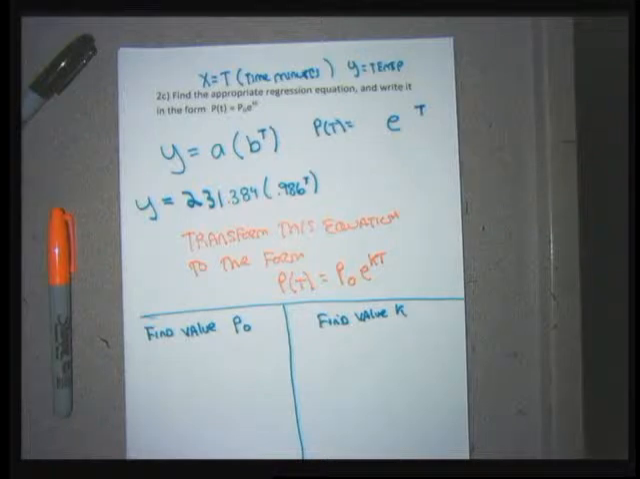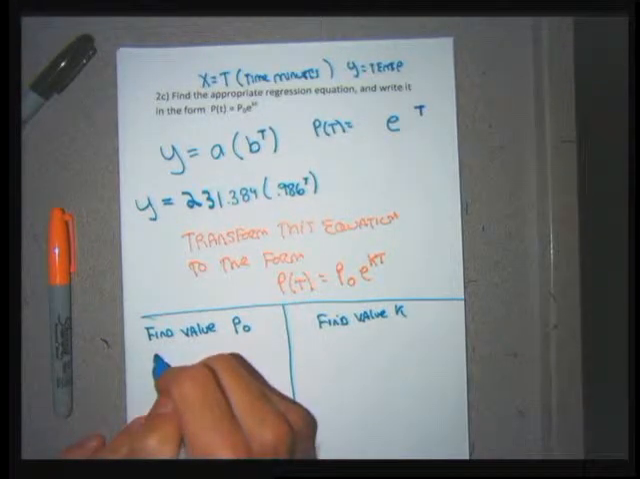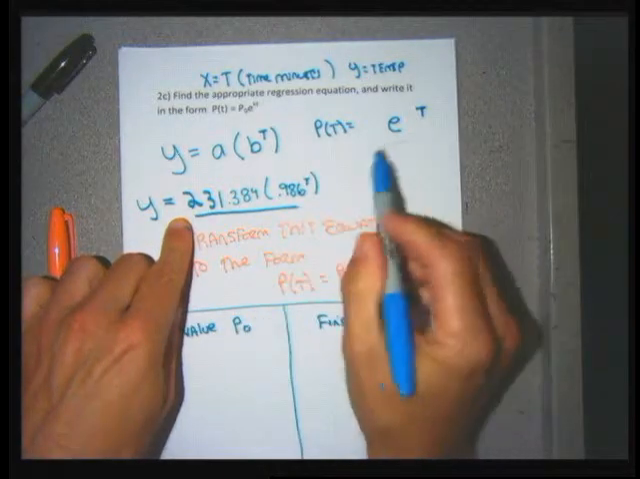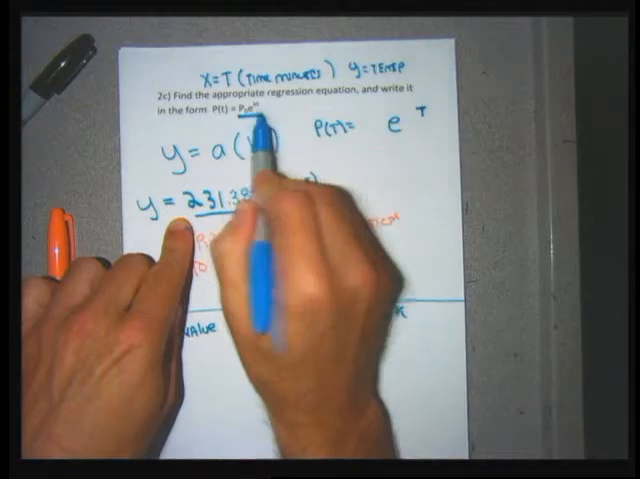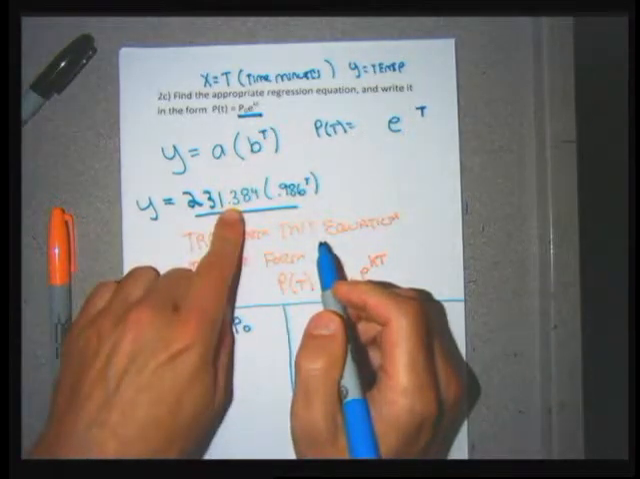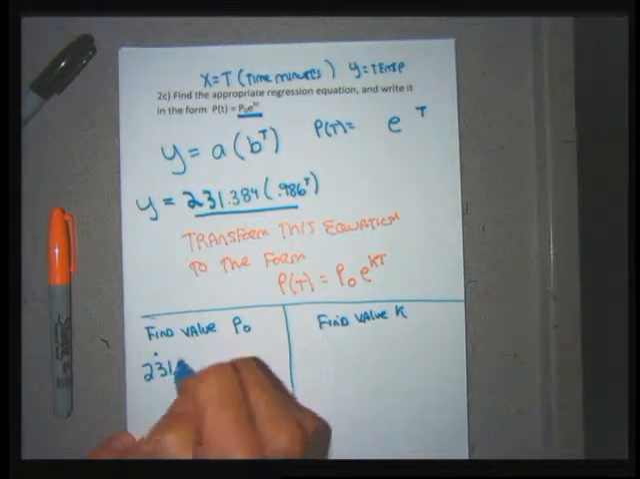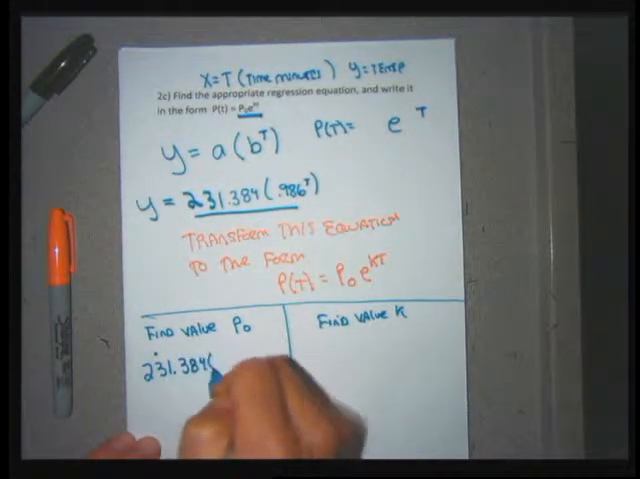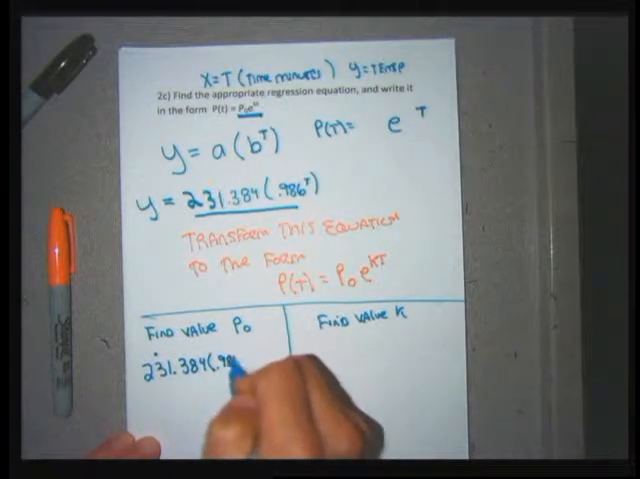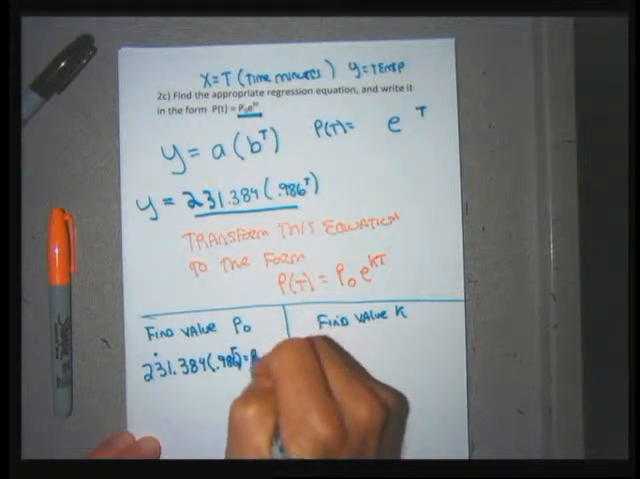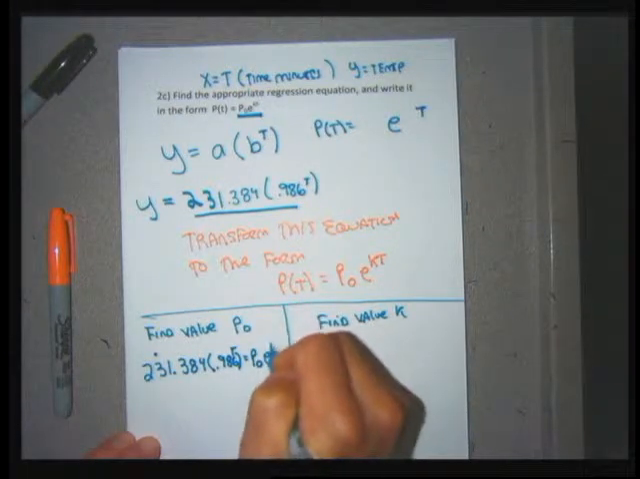The correct way to get the P0, and it almost seems like it's an illegal correct way, is to use my equation, this equation, and set it equal to that equation. So what I'm going to do is take the equation that I have, y equals 231.384 times 0.986 to the t, and set it to the form that I want. I want P0 times e to the kt.